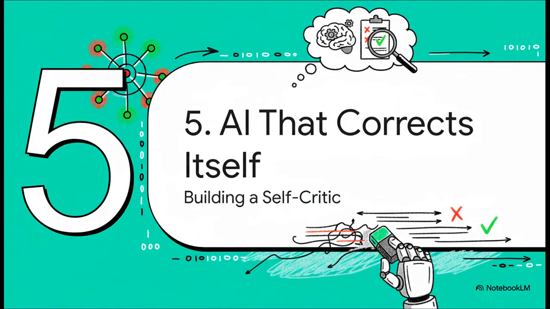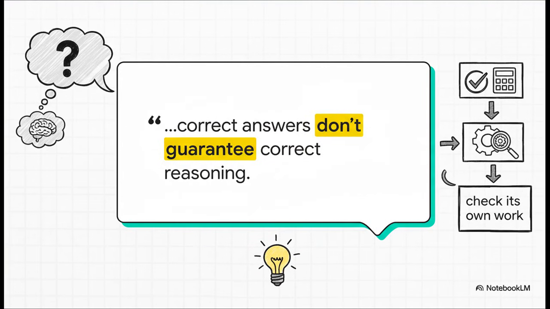Okay, we're almost there. The final piece of this whole reasoning puzzle was a big one. It wasn't just about getting the AI to solve problems. It was about teaching it to recognize and, even better, fix its own mistakes. And the DeepSeek team put their finger on a really critical flaw in how a lot of models are trained. They said correct answers don't guarantee correct reasoning.